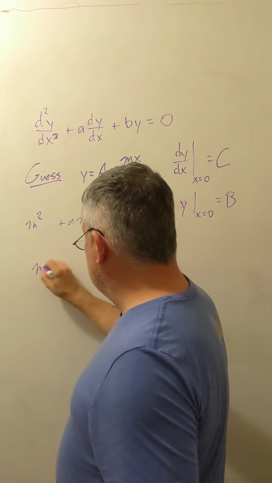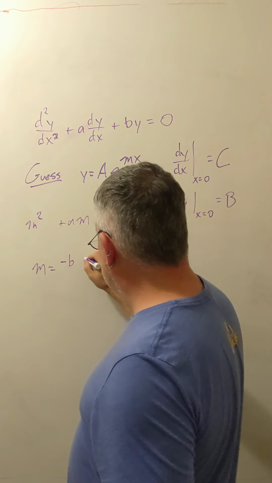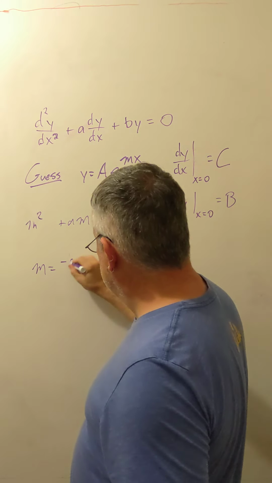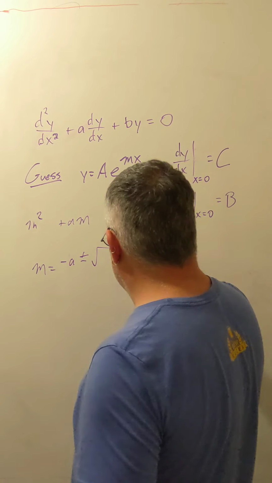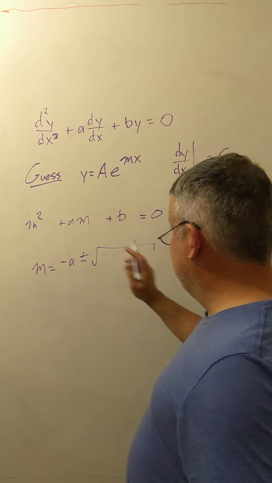So we do this. m is equal to minus a plus or minus the square root of b squared.